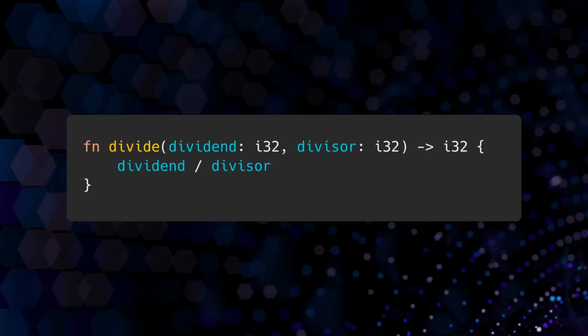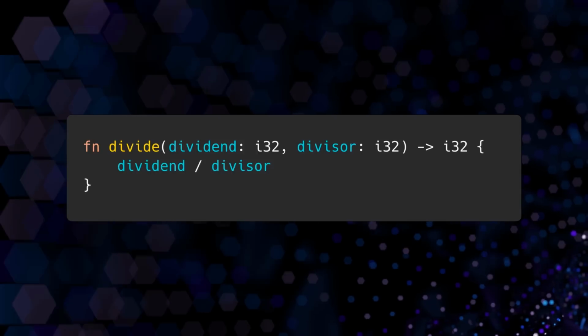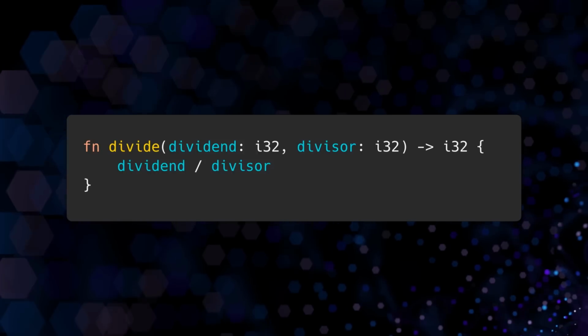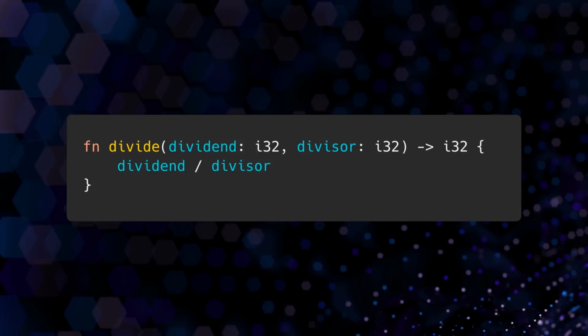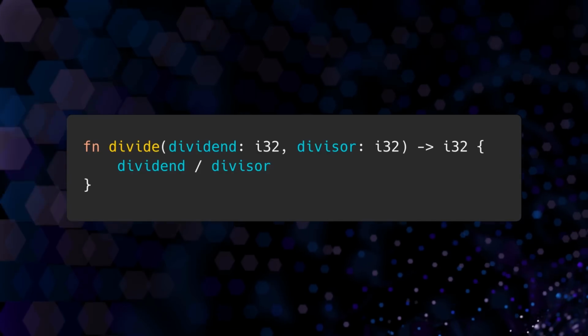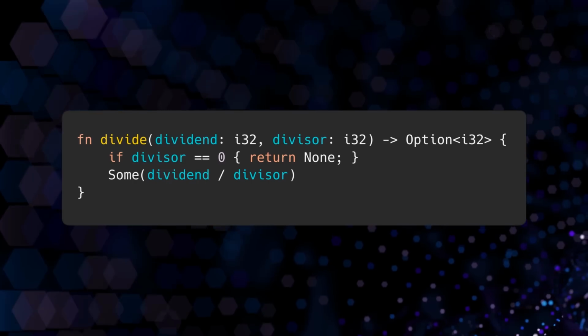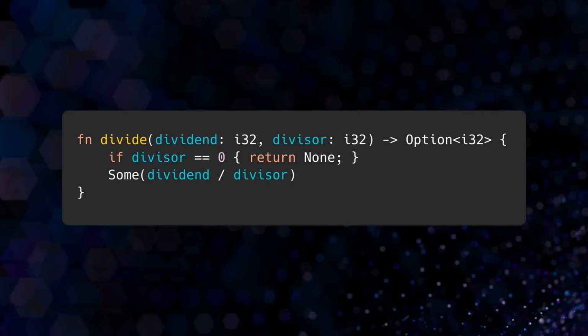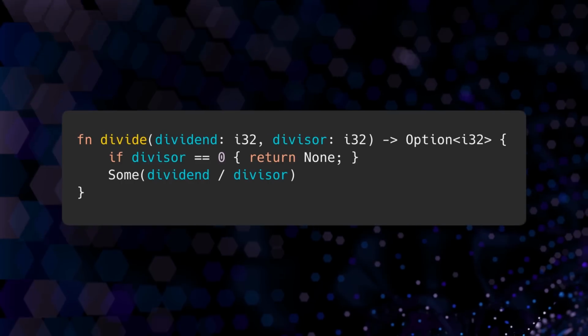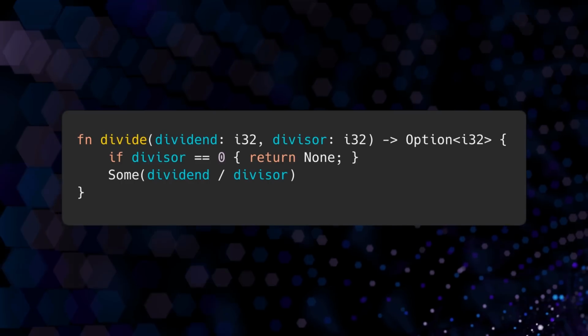Let's write a function that divides an integer by another integer. For simplicity, the function will only return integer values. This naive implementation doesn't account for a couple edge cases. For example, we don't want our program to panic anytime someone accidentally tries to divide by 0. Let's zero check the divisor so that our function exits early and returns none. We'll also need to make the return value an optional.